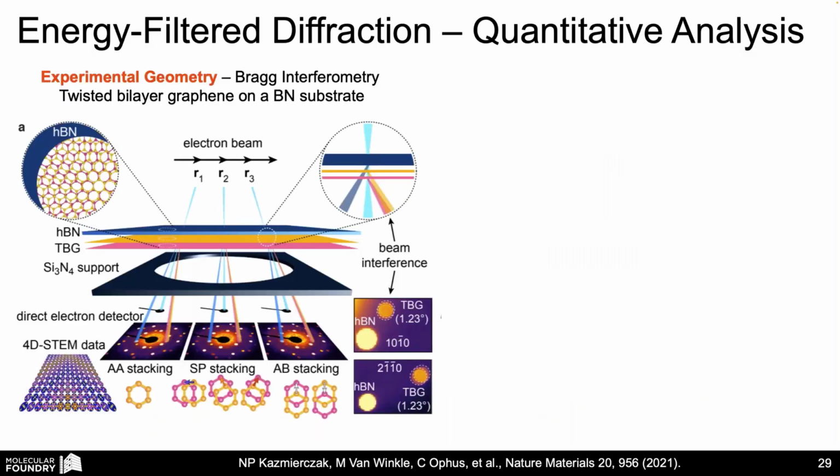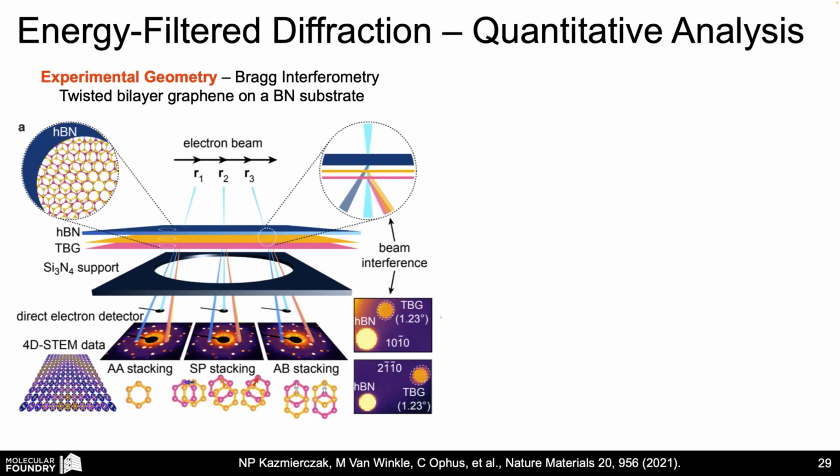So why do we care about this? Well, if you rotate the graphene layers a very small amount from about 0.2 degrees to about 1.2 degrees here, the graphene diffraction spots overlap each other. And that's shown in the lower right here, zooming in on the twisted bilayer graphene diffraction spots.